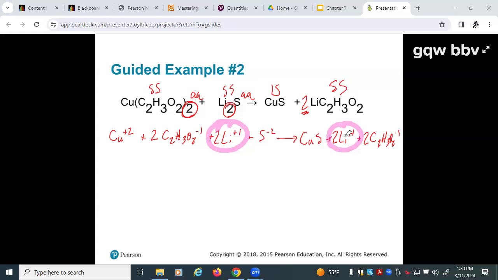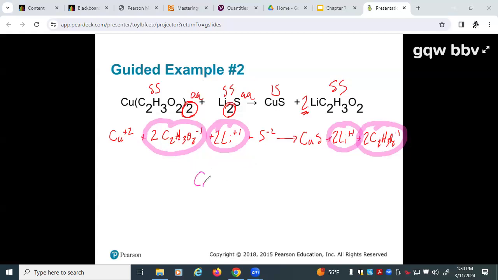So with that in mind, is there another spectator? The acetate. Yep, I've got 2 acetates here. I've got 2 acetates there. Nothing changed among them. To turn my ionic into a net ionic, I'm going to remove those spectators and focus just on the things that changed. So what changed?